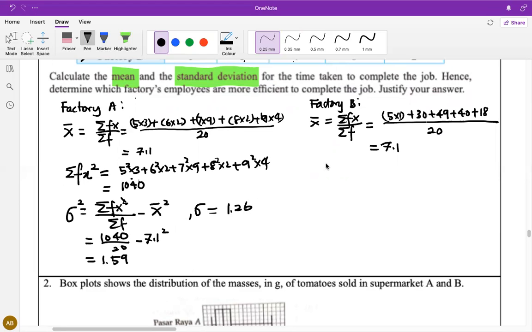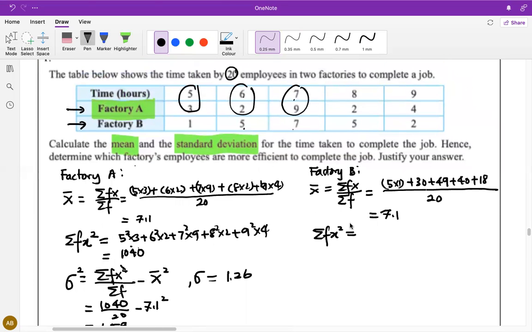Okay, so now we find the sum of fx squared for factory B. So you get 1 times 5 squared plus 5 times 6 squared plus 7 squared times 7 plus 5 times 8 squared plus 2 times 9 squared. So you get 1030.